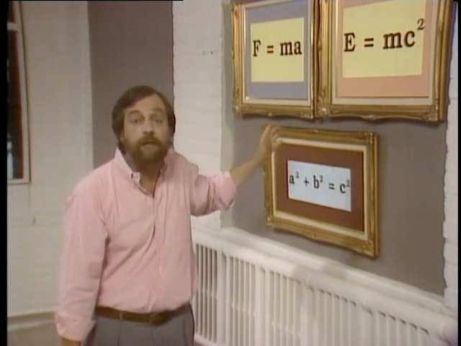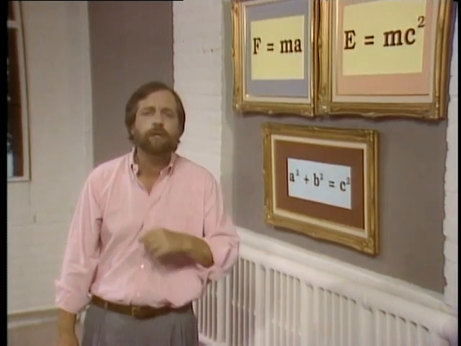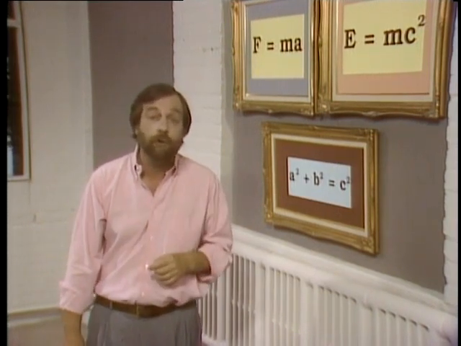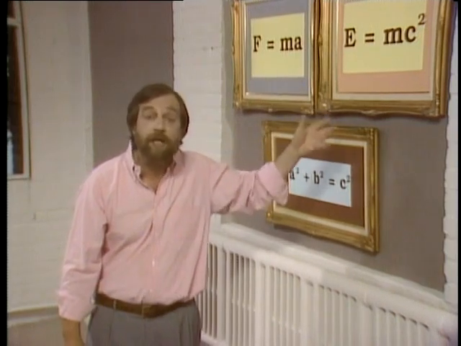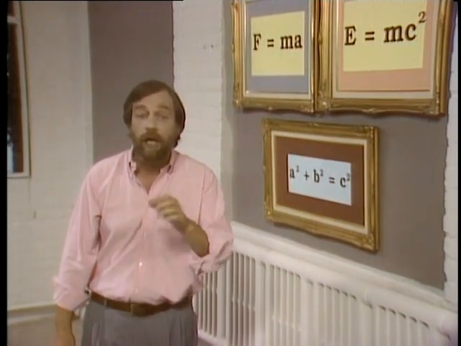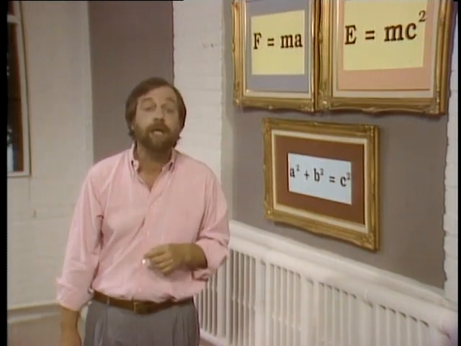Now, this one here is the second law of motion. It was discovered by Isaac Newton more than 300 years ago, but it's still used constantly today, especially in the space program. Now, this is Einstein's famous discovery that a little bit of mass is the same as a whole lot of energy. That's E = mc². It's the equation that ushered in the atomic age.